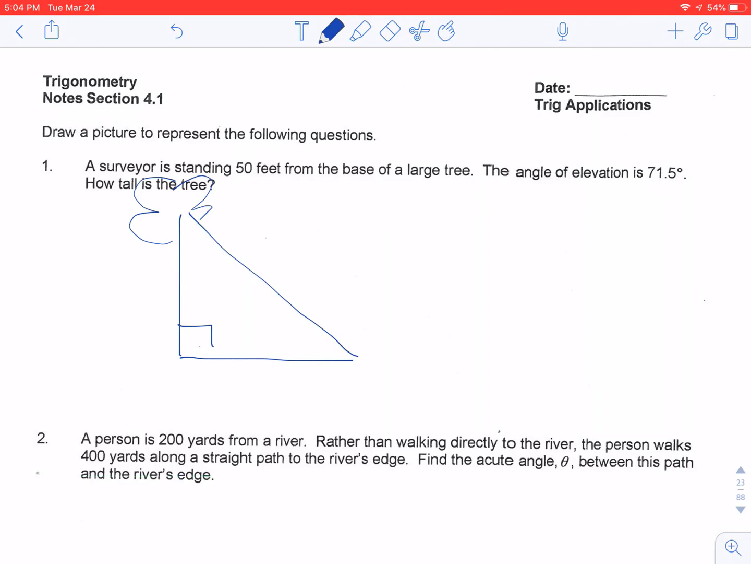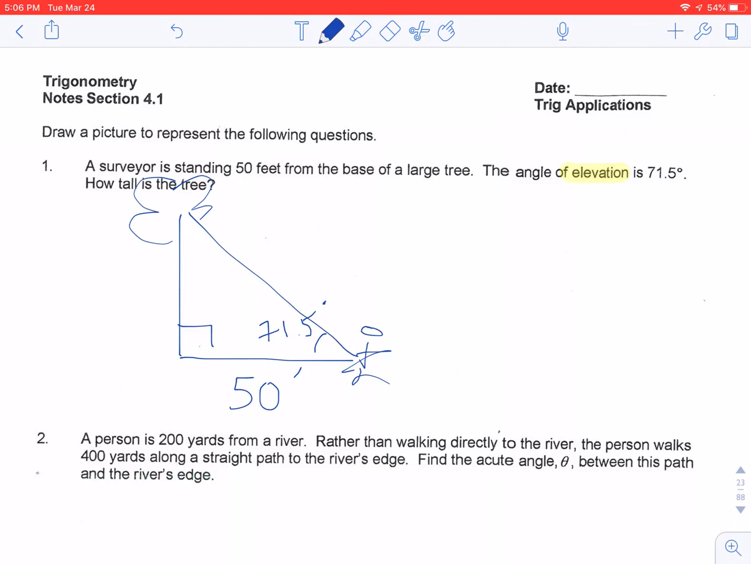Now the surveyor is standing 50 feet from the base of a tree. Now think about the base of a tree. The base is the bottom. So the surveyor has to be standing out here 50 feet from the base of the tree. The angle of elevation. So when we think of the word elevate, that word means to rise, to go up. So if we're thinking of an angle of elevation, it can't be the right angle. It wouldn't be the one in the air near the tree. So it's going to be this angle right here, 71.5 degrees.